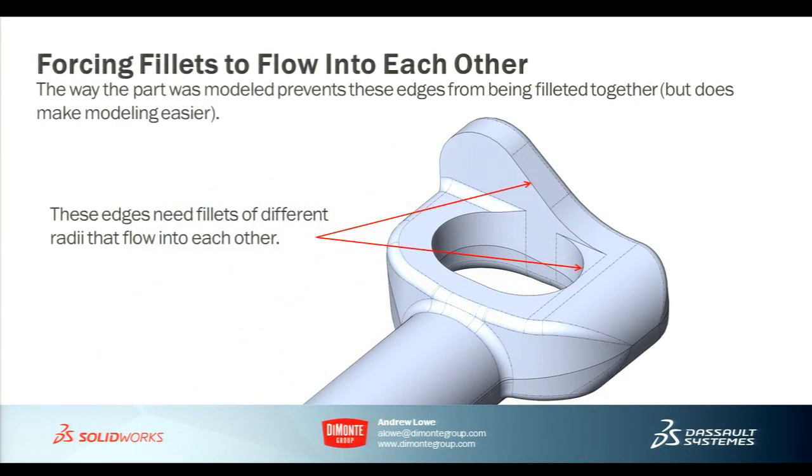So who's run into a situation like this, where the part was modeled in such a way that edges that should flow together don't end up flowing together? So this edge needs to flow into this edge here. But just because of the way it was modeled for simplicity, I can't actually do that.